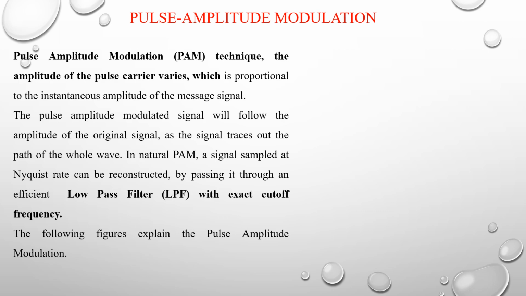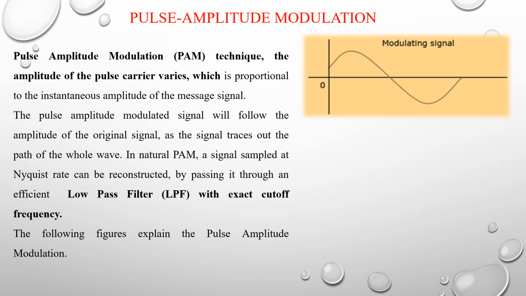Pulse amplitude modulation is one of the digital modulation techniques. In pulse amplitude modulation, the amplitude of the pulse carrier varies in proportion to the instantaneous amplitude of the message signal. The pulse amplitude modulated signal will follow the amplitude of the original signal as the signal traces out the path of the whole wave. In natural pulse amplitude modulation, a signal sampled at the Nyquist rate can be reconstructed by passing it through an efficient low-pass filter with exact cutoff frequencies. The following figure explains the pulse amplitude modulation.